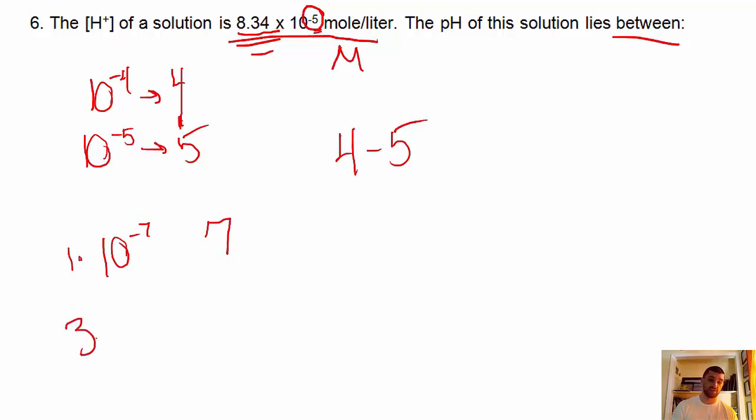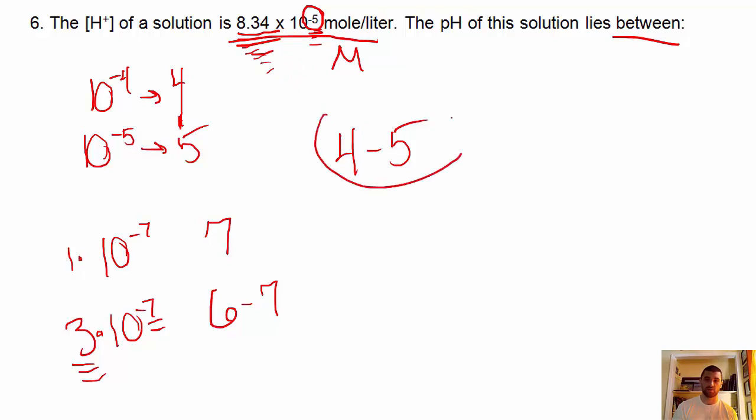If I had 3 times 10 to the minus 7, well, that 3 is telling me it's more acidic than 7, but not quite as acidic as 6. So I know it would be in between 6 and 7. Just like out here, the minus 5 tells me that it's around 5, but this 8.34 is telling me it's more acidic than 5. So it would have to be in between 4 and 5.